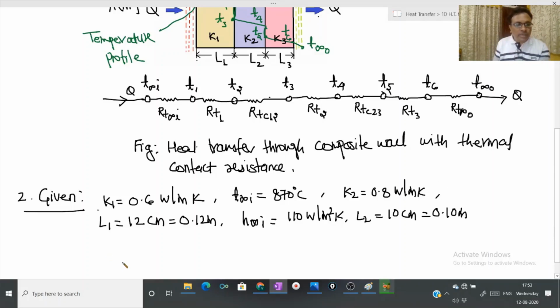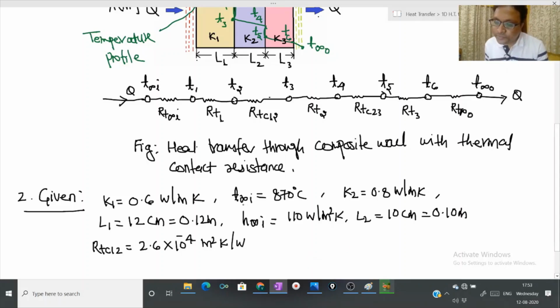Then thermal contact resistances are given. RTC12 value is given to me, that is 2.6 into 10 to power minus 4 meter square Kelvin per watt. Then the third layer is a plate, so its thickness is given as, once again, 10 centimeter, 0.10 meter, and its thermal conductivity is given as 4 watt per meter Kelvin.